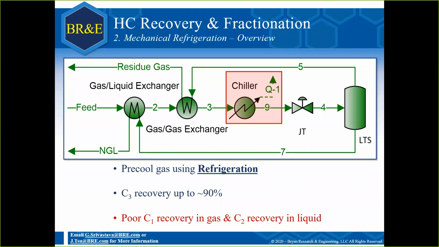We just talked about using external cooling, and this is what it will look like on a schematic. You have the same heat integration that can typically get you to 10 degrees Celsius, and then you have some chiller to cool it down. Using this chiller, you can get propane recoveries up to 90%, as I said before. However, this still has poor C1 recovery in the gas and poor C2 recovery in the liquid. As you've seen before, a lot of the methane that we could be selling is still going down with our NGL.